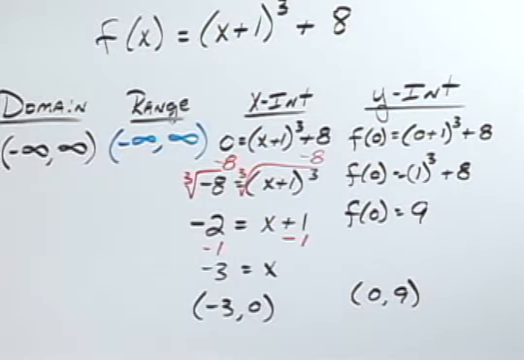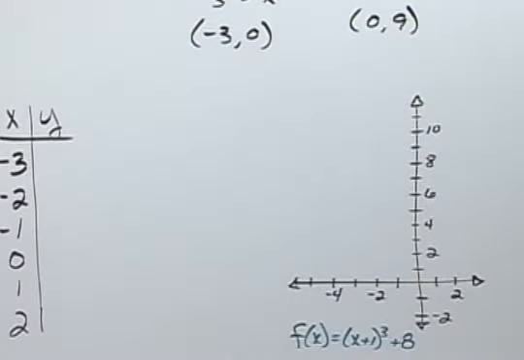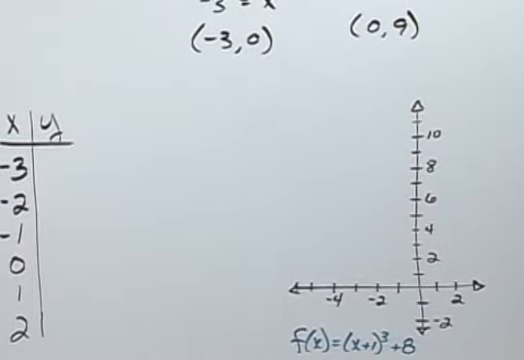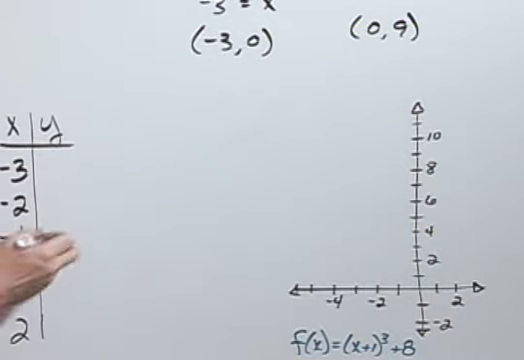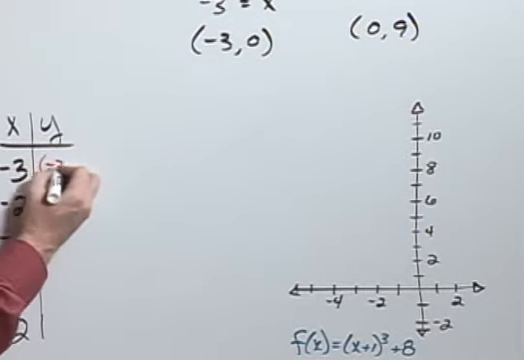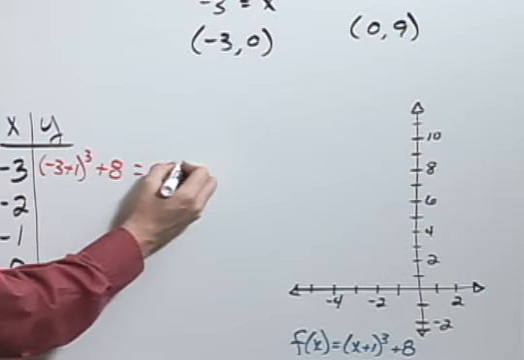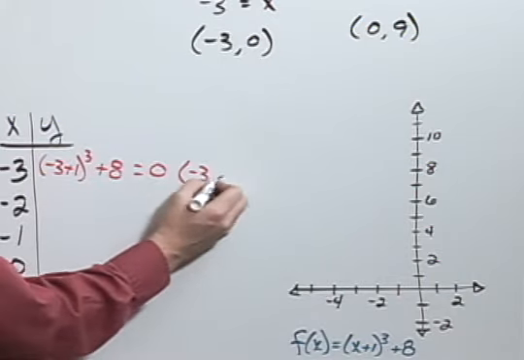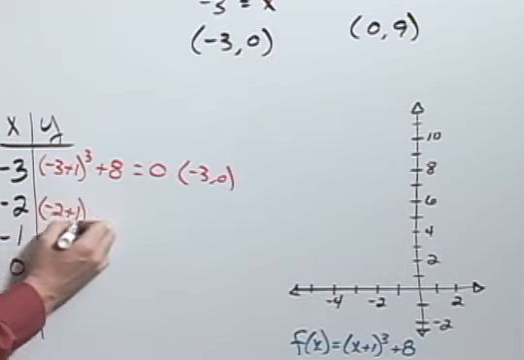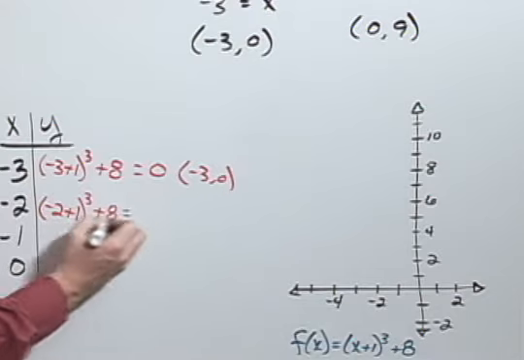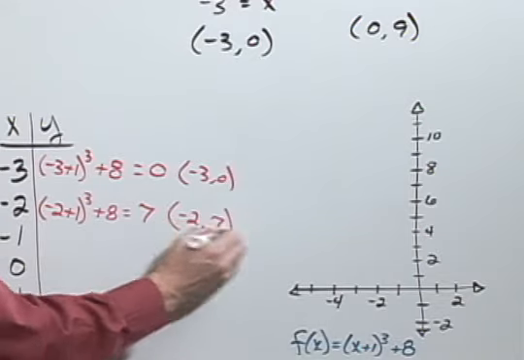Now that I've evaluated that, let's come to graphing it, and we can make a table. I've chosen negative 3, negative 2, negative 1, 0, 1, and 2. And as we put those into our function, we can see what will come out. If I put negative 3 in there, I'll get negative 3 plus 1 cubed plus 8. And that's going to equal 0. So I have the coordinate negative 3, 0. If I put negative 2 into my function, negative 2 plus 1, quantity cubed, plus 8, that will equal 7. So I have the coordinate negative 2, 7.